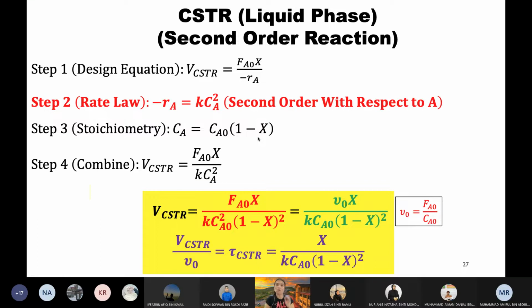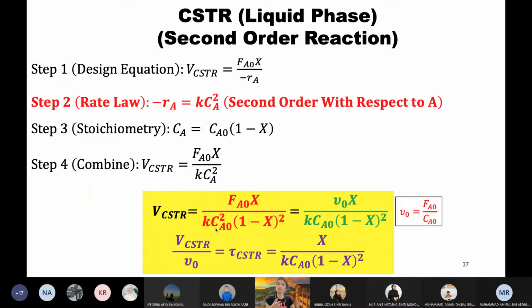So when we combine all three, okay, we will get volume CSTR equals to FA naught X per K CA naught square in bracket 1 minus X pun square. So don't forget di sebab dia open book, memang kamu boleh refer kepada equation. But sometimes sudah tertinggal yang kuasa 2 pun tak nampak sangat, tertinggal. Okay, kalau tertinggal salah lah kan. So make sure you check properly.